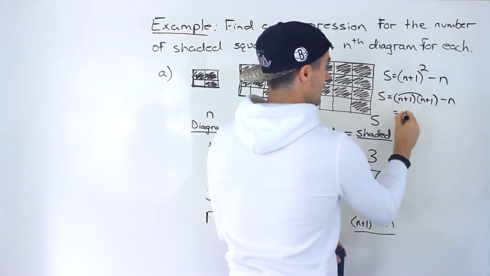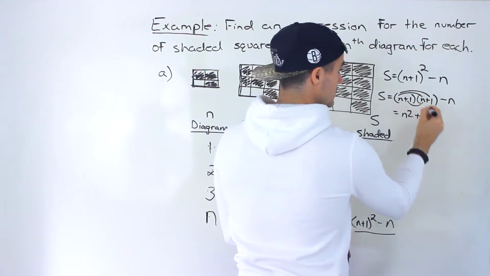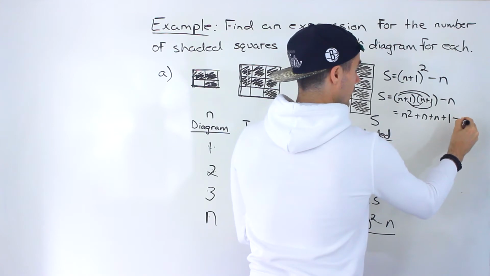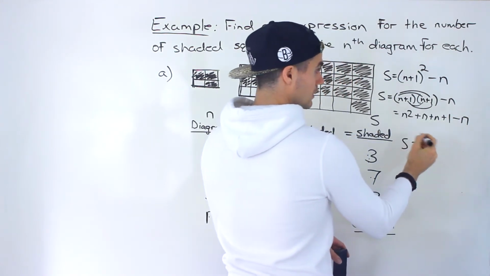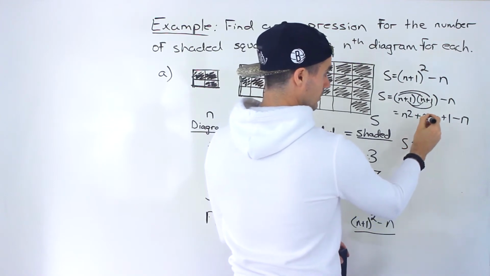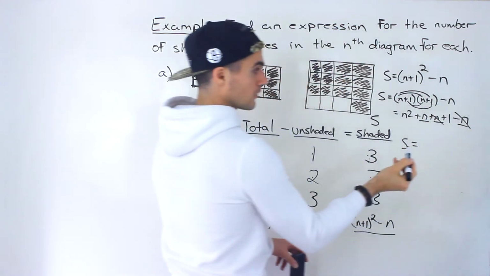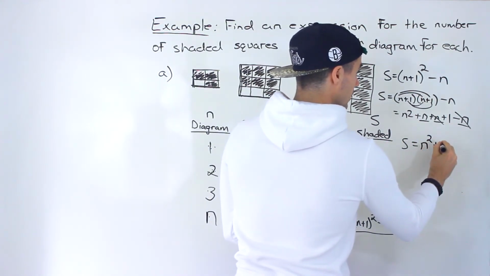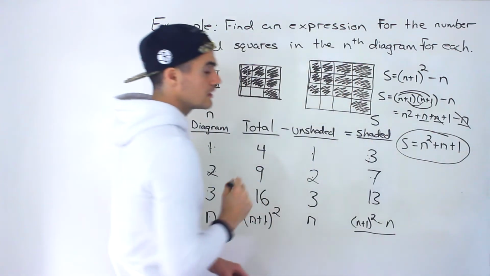So n times n is n squared. n times 1 is 1n, or just n. 1 times n is n. 1 times 1 is 1. And then we're subtracting an n right there. And so from here, collect the like terms, which is this, this, and this. Actually, one of these just cancels out with one of those, so we're just left with an n. It's going to be n squared plus n plus 1.